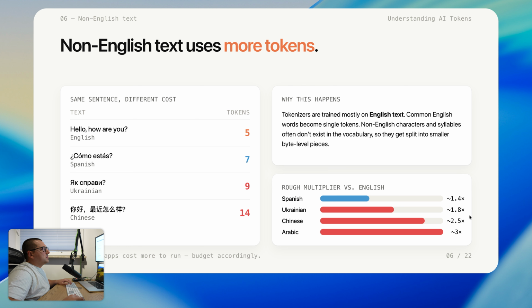As a result, the approximate multiplier per language looks as follows. For Spanish we have a 1.4 multiplier, for Ukrainian it will be 1.8, for Chinese 2.5, and for Arabic 3 times more AI tokens. And here I already know how to optimize the cost of our tokens. Just use English in your prompts and your result not only will be more accurate, but also will cost you much less. For Arabic it will be 3 times less, specifically.